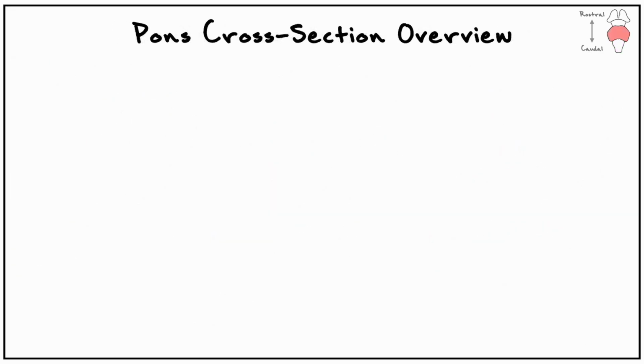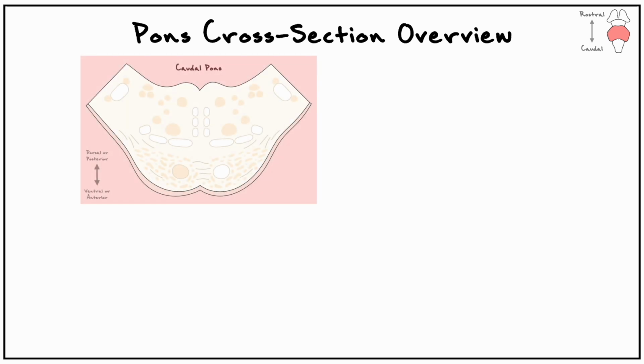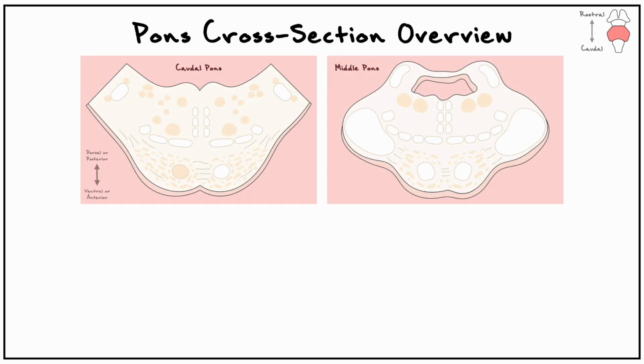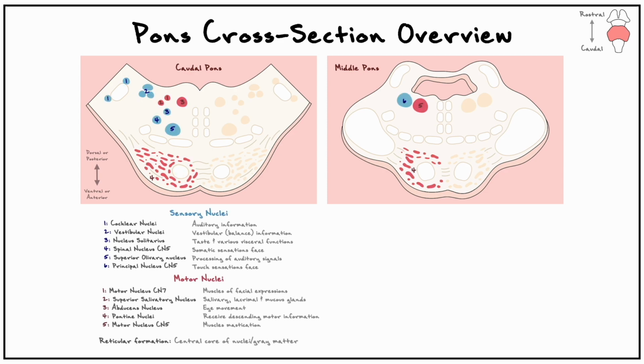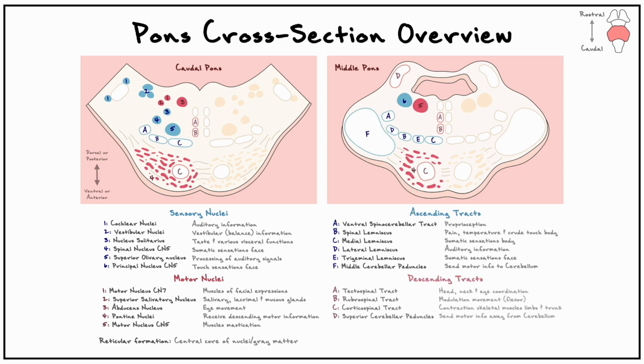Nonetheless, moving on rostrally to the pons, we will consider two cross-sections, one at the caudal level and one more at the middle level of the pons. Here again, just like in the medulla, the pons contain different sets of gray and white matter. The gray matter nuclei can be broadly divided into sensory and motor nuclei, and the white matter that crosses the pons can be divided into ascending, descending, and mixed tracts. In terms of the structure and how things operate, the pons are to some extent similar to the medulla as they contain the same broad types of divisions.